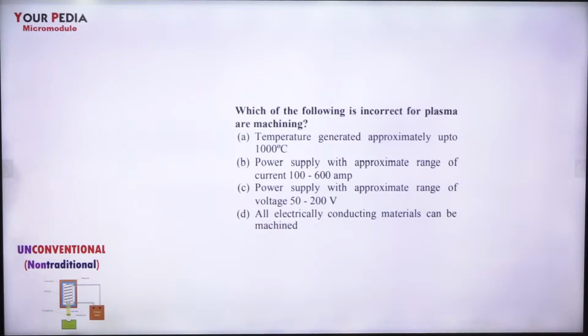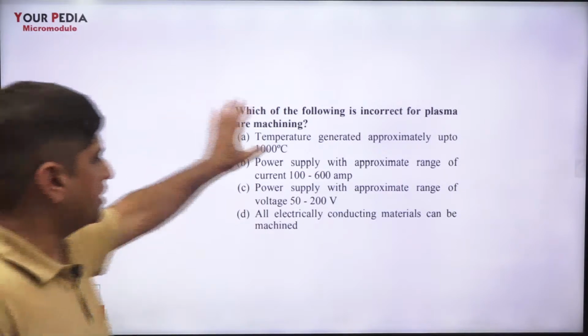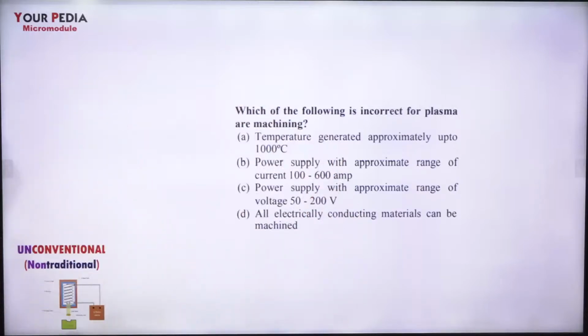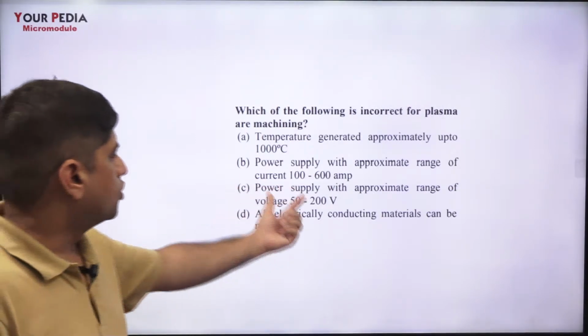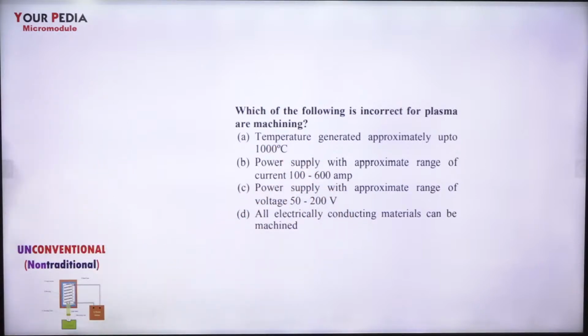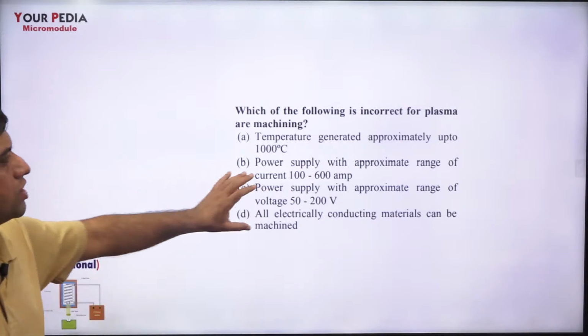So which of the following is incorrect? All other things are correct except one choice. Find out which is incorrect related to plasma arc machining. Temperature generated, power supply, what is the voltage, what is the current, what is the temperature which you obtain in this particular process, and can electrically conducting material be machined? Can all electroconductive materials be machined? So which one do you think is incorrect?